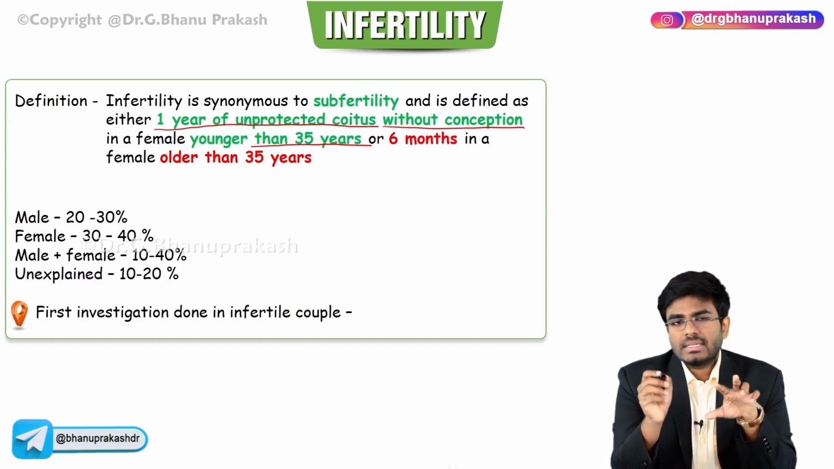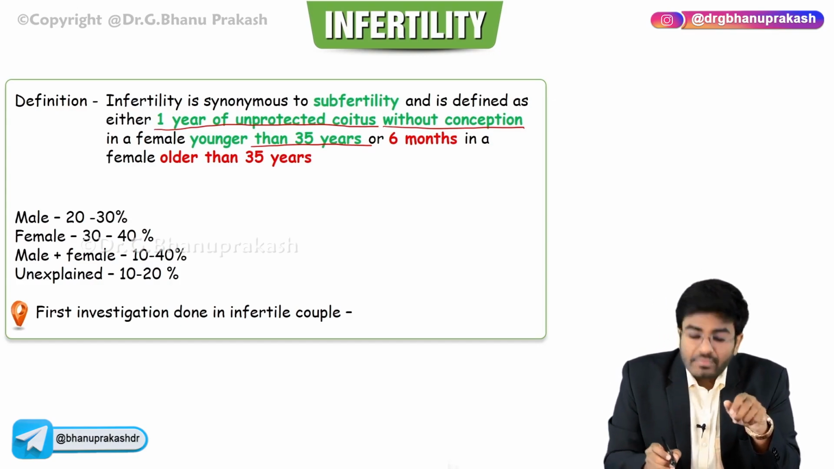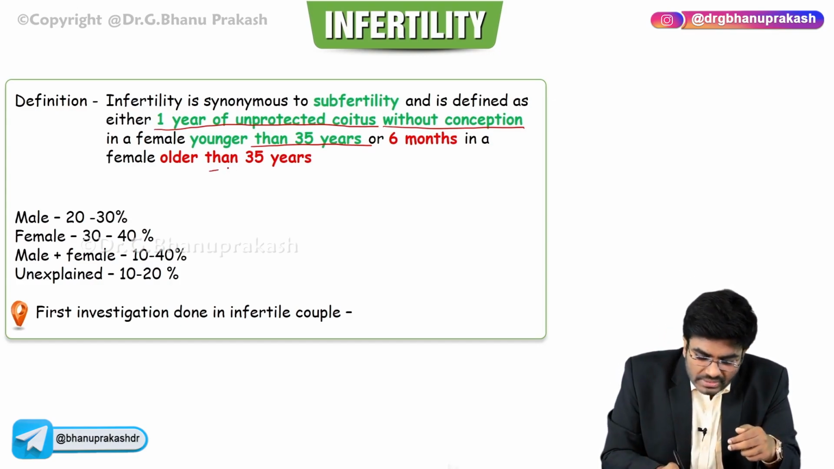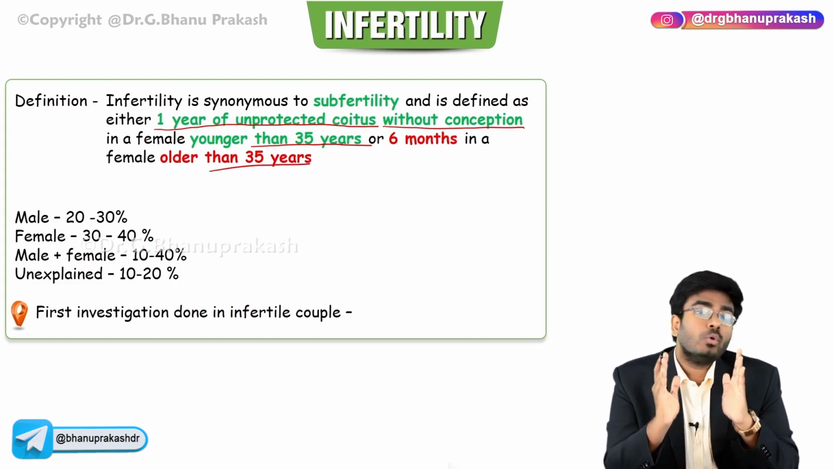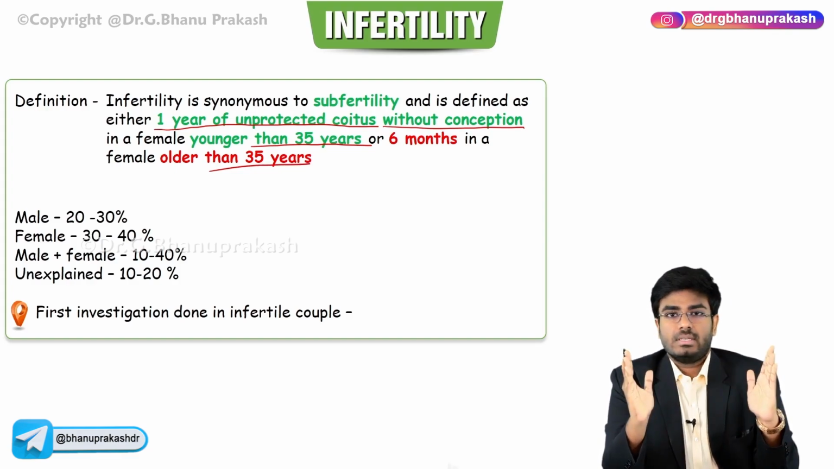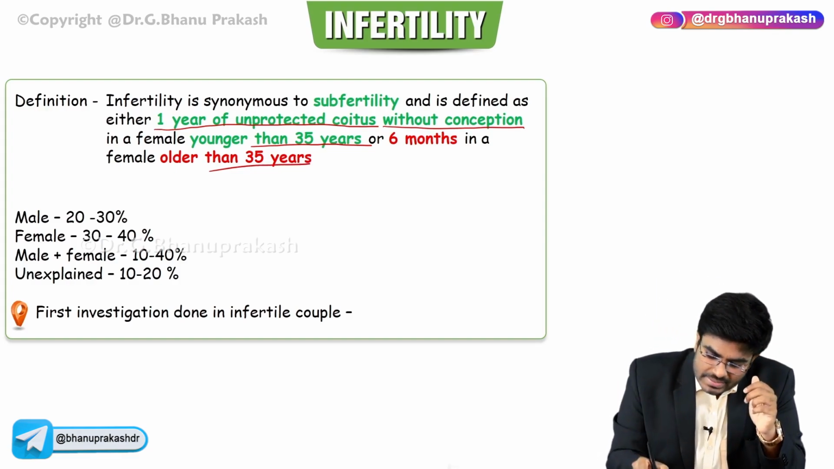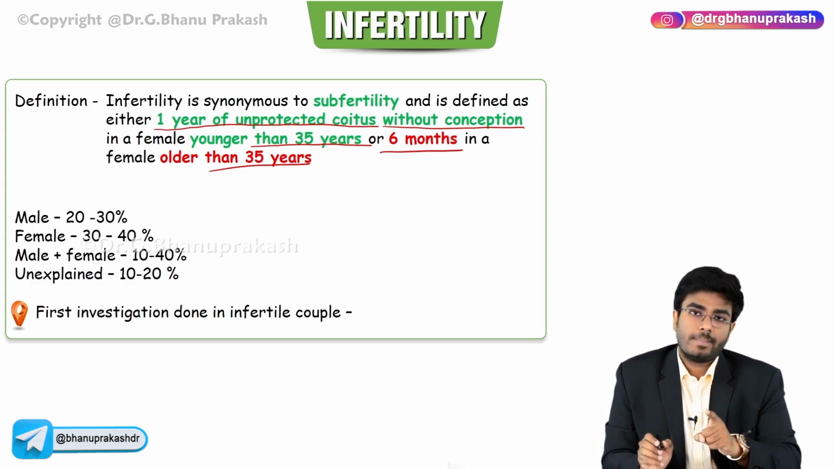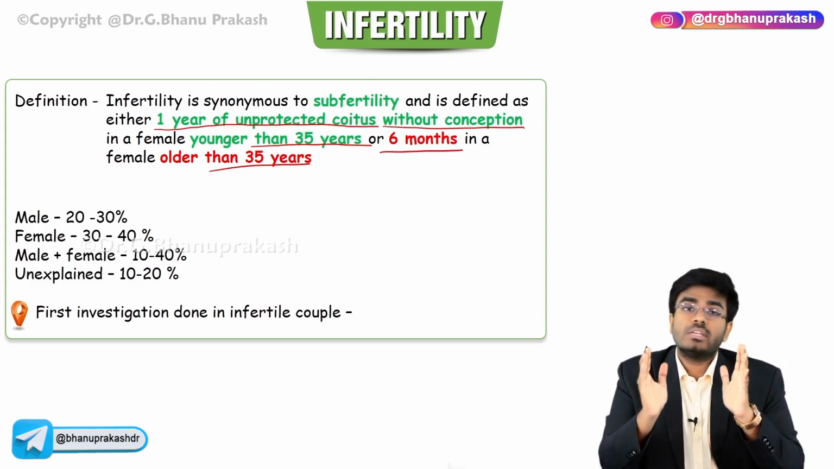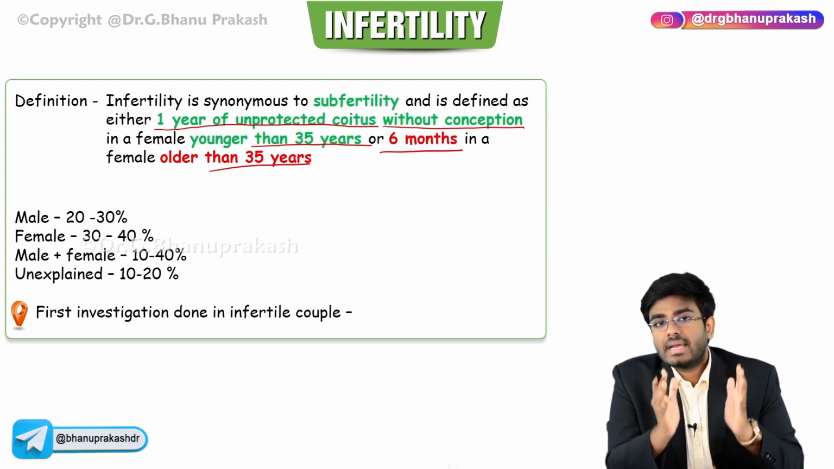But the definition slightly changes if the female age is more than 35 years. Now if the female age is more than 35 years, we are not going to wait till 12 months. We are going to reduce the time by half, to 6 months. So 6 months of unprotected coitus, still there is no pregnancy. Now they should be considered as an infertile couple.